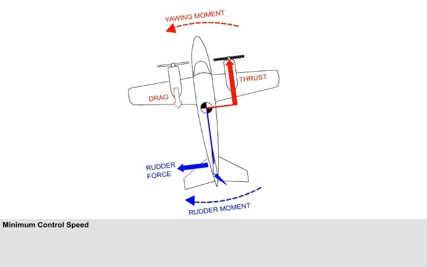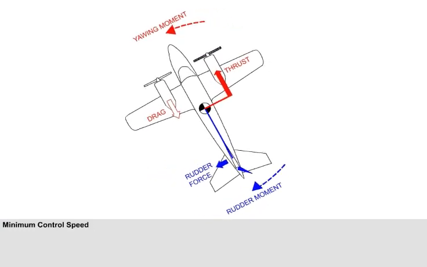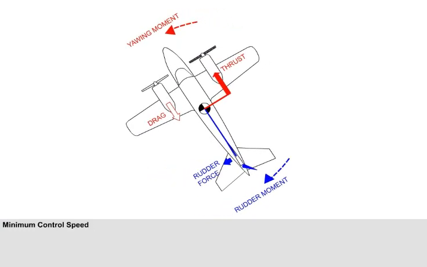In these extreme circumstances, the only way to regain control would be to minimize thrust on the live engine or engines, to remove the yawing moment and permit a controlled forced landing. Thus, there is a minimum IAS at which directional control can be maintained under a given set of conditions after engine failure in a multi-engine aircraft.